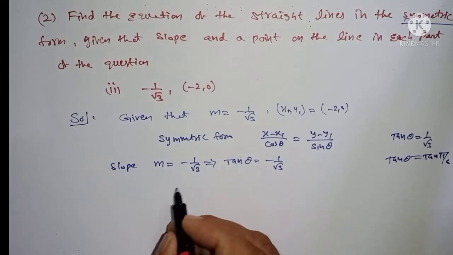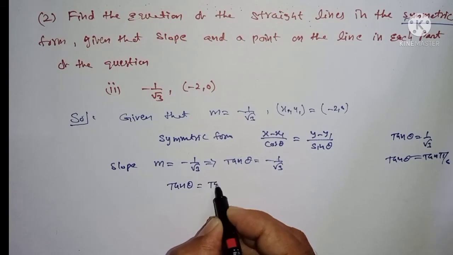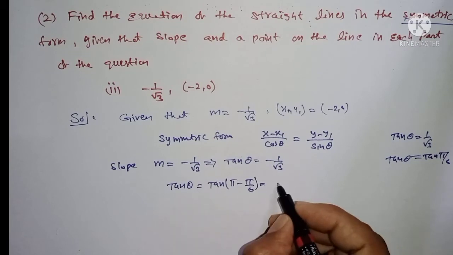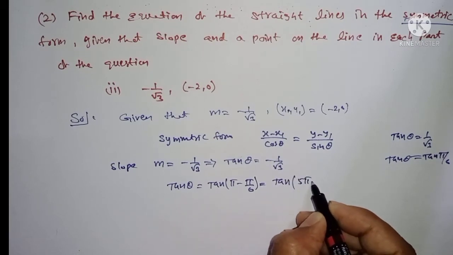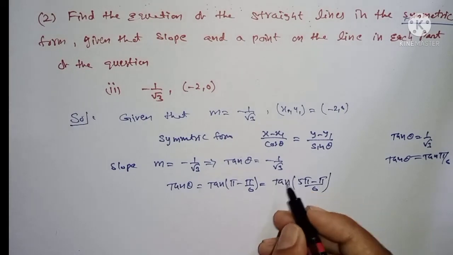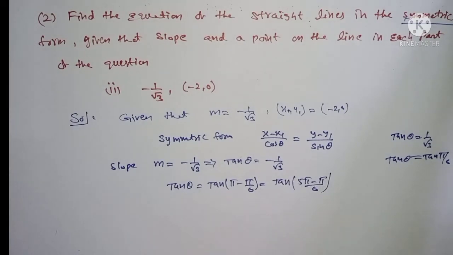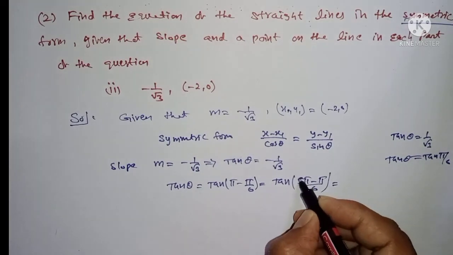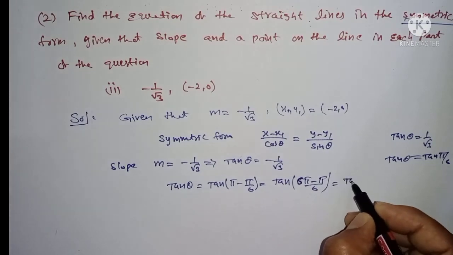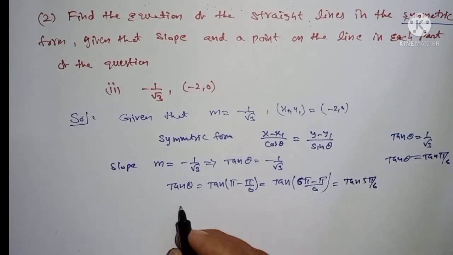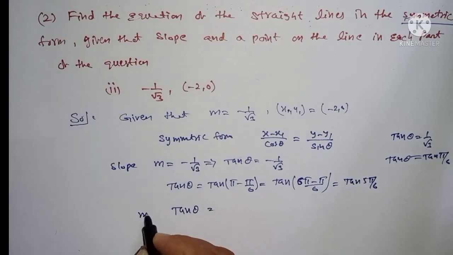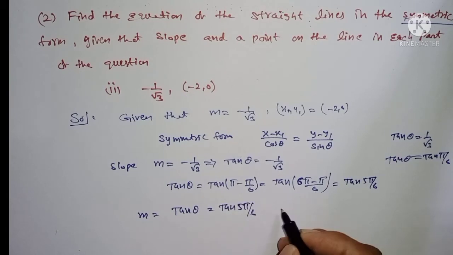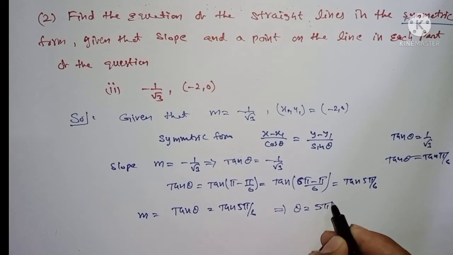But the minus is given, therefore I can write here tan theta is equal to tan of pi minus pi by 6 only. Therefore tan of pi minus pi by 6, you know that when a minus is occurring, it is in the second coordinate only. Therefore you can write here pi minus pi by 6, which is equal to, I can write here, tan of 5 pi by 6. Tan theta is equal to, that is m is equal to tan of 5 pi by 6. Therefore you got your theta value as 5 pi by 6 only.